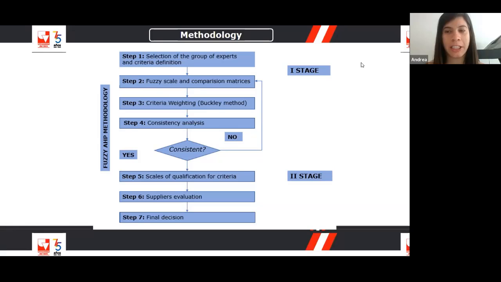And in the second stage, the rating scale is established for each of the criteria.